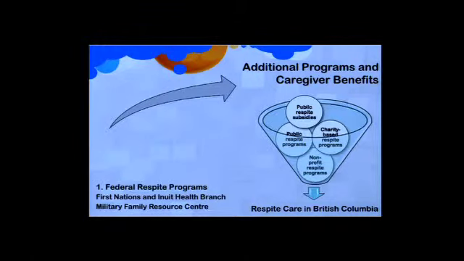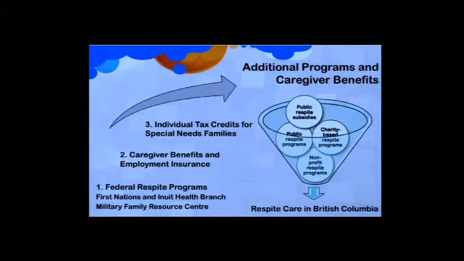Additionally, the federal government directly delivers respite care to 2 populations. The Military Family Resource Center offers emergency leave for military dependents, and First Nations and Inuit Health Branch offers parallel federal services in parallel to the provincial government. Canada also offers, under National Home Care Policy, 2 cash for care programs to compensate caregivers who can't work, and that's the Compassionate Care Benefit and Employment Insurance.